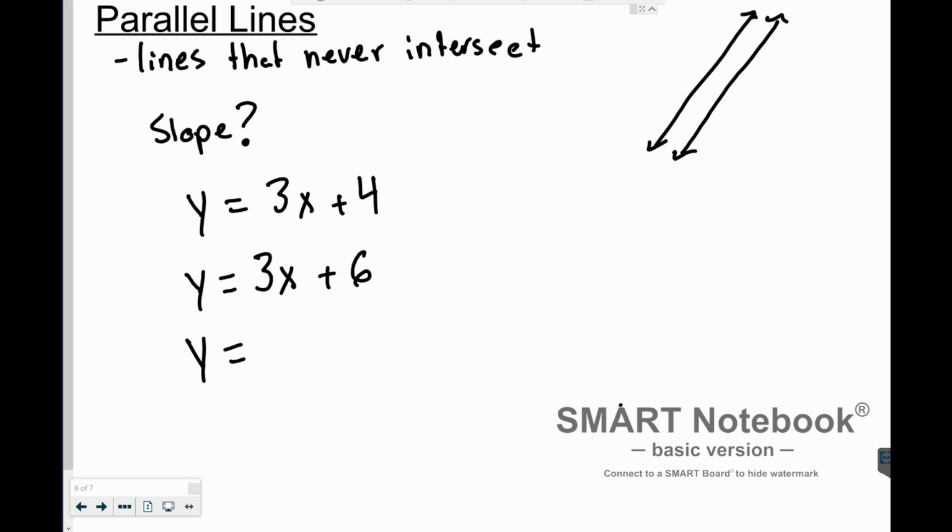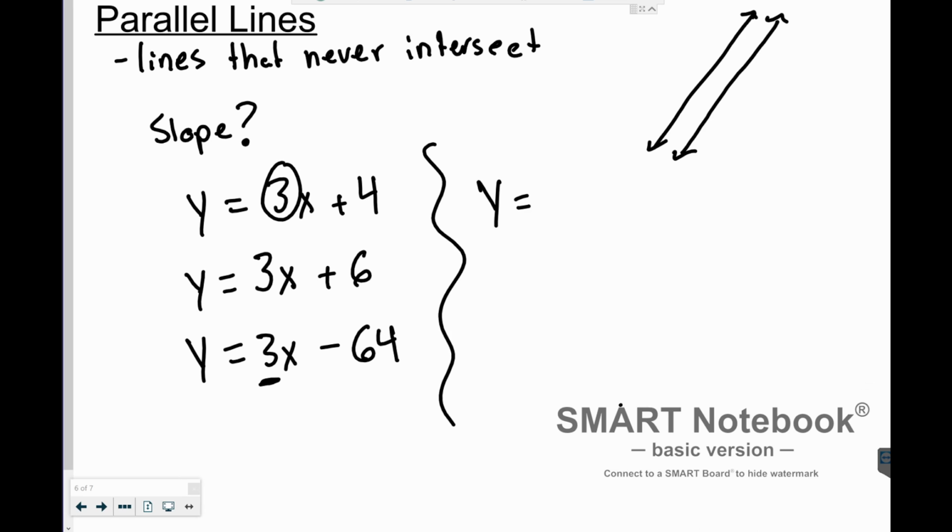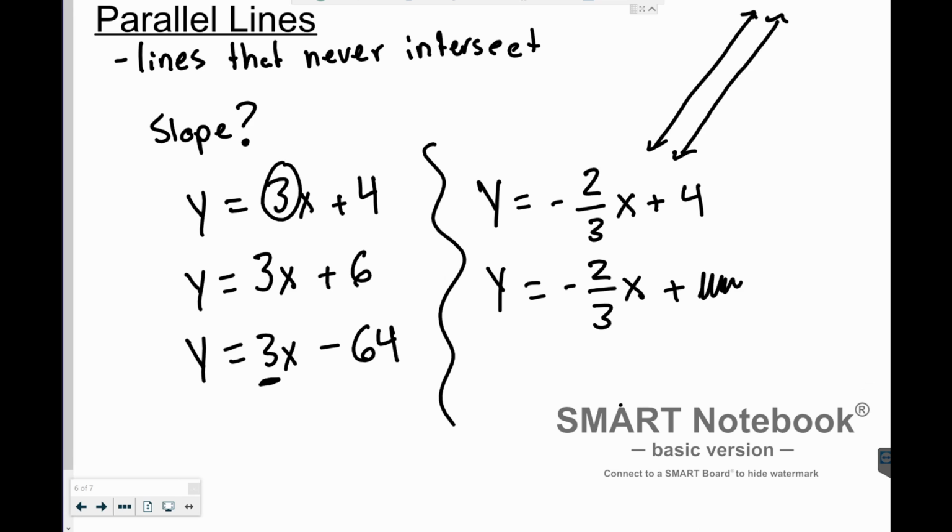We can also say y equals 3x minus 64. Any variation that has your 3 in the slope position is going to be parallel in this case. So let's look at a different case. Let's say I give you a line y equals negative 2/3 x plus 4, and I want you to give me a line that's parallel to it. Well, you could say y equals negative 2/3 x plus literally anything. Anything you wanted to put there would work, because the only stipulation is that if they are to be parallel, they will have the same slope. So let's clear some room and write this down.